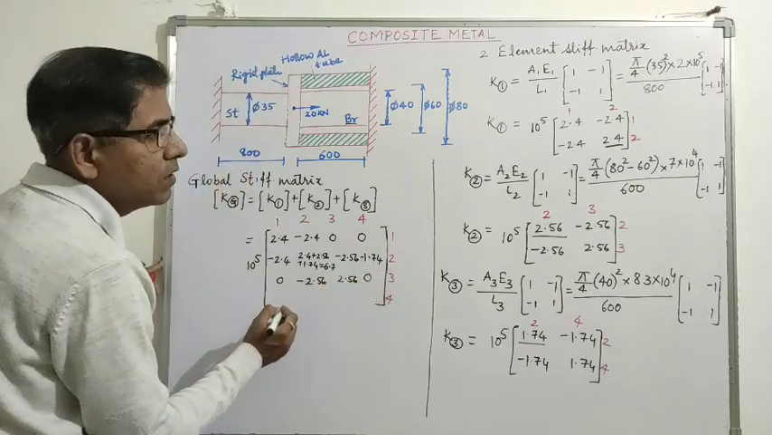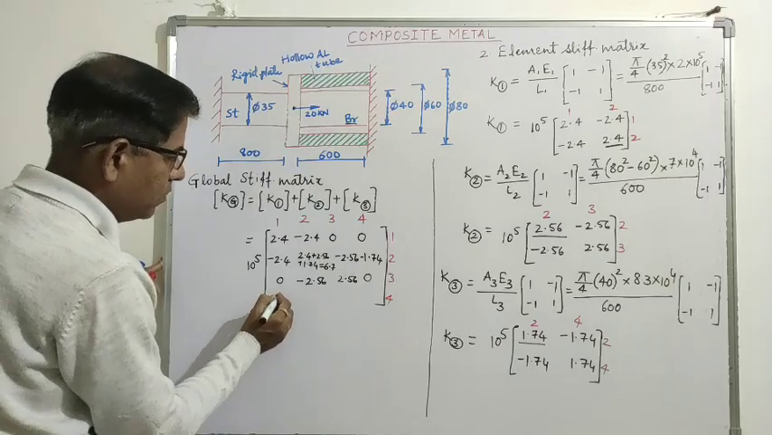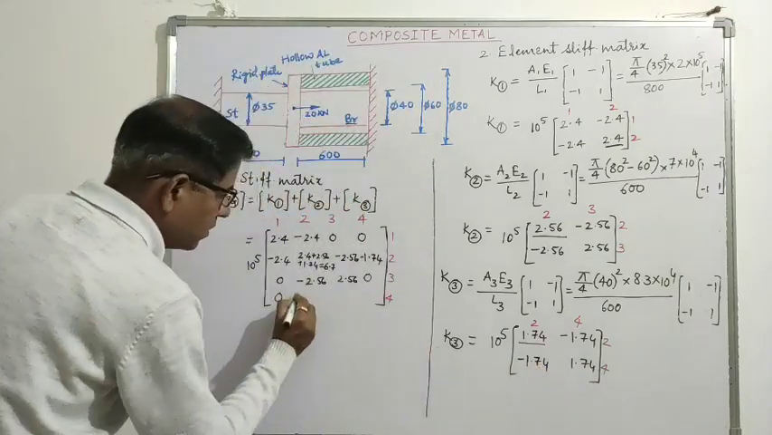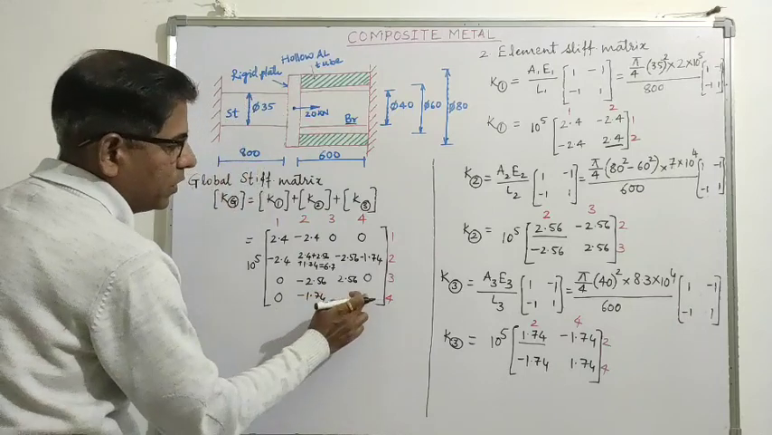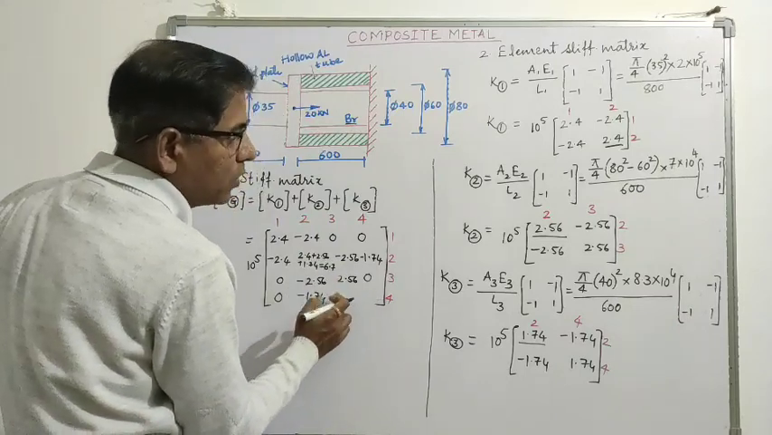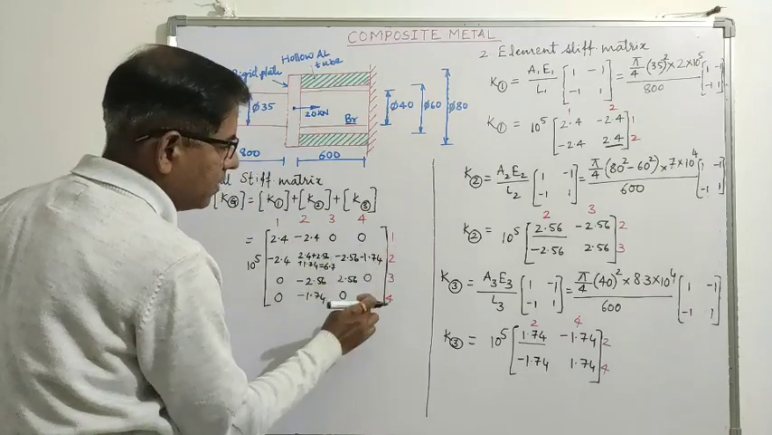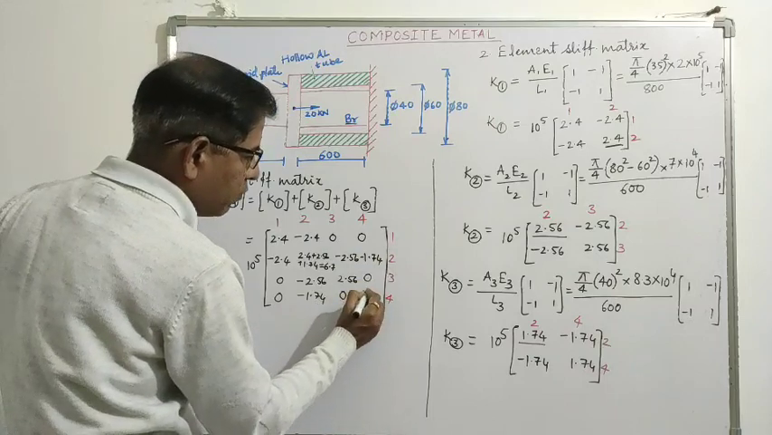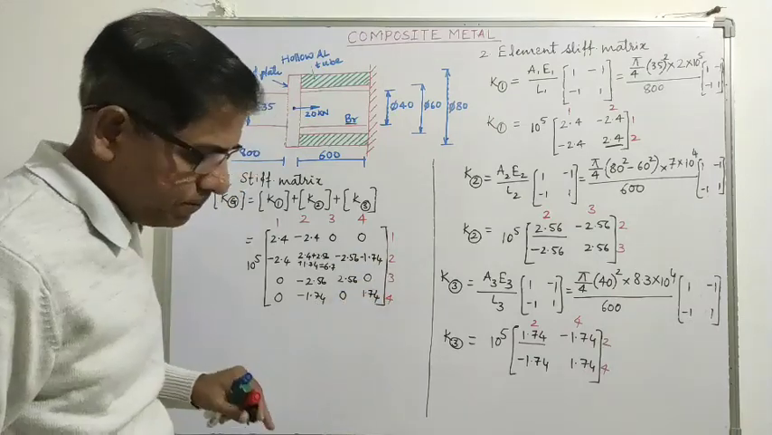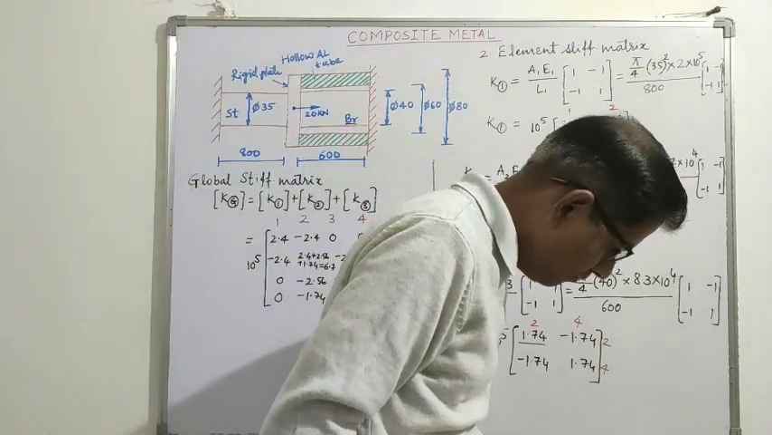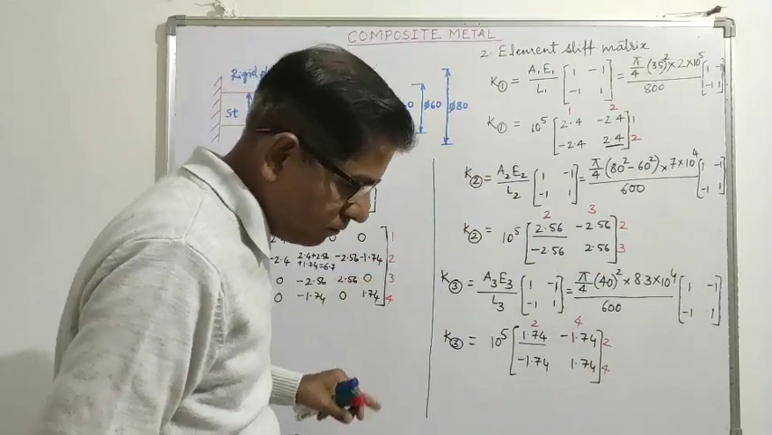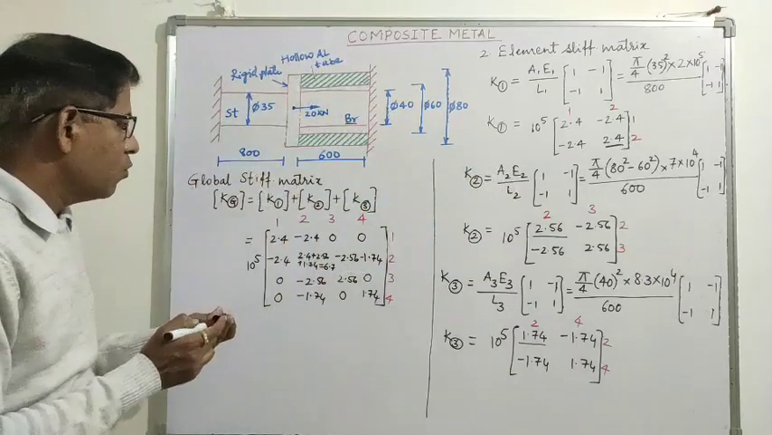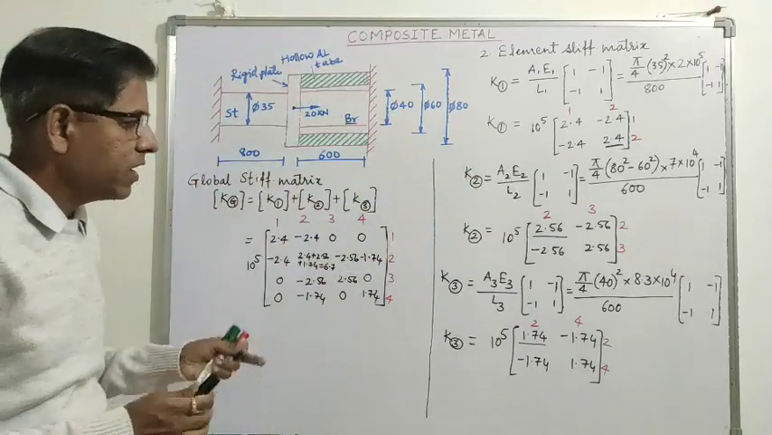Then row 4, column 1 is 0. Row 4, column 2 is minus 1.74. Then row 4, column 3 is not there, and row 4, column 4 is 1.74. Okay. So this is how a global stiffness matrix is being arranged.